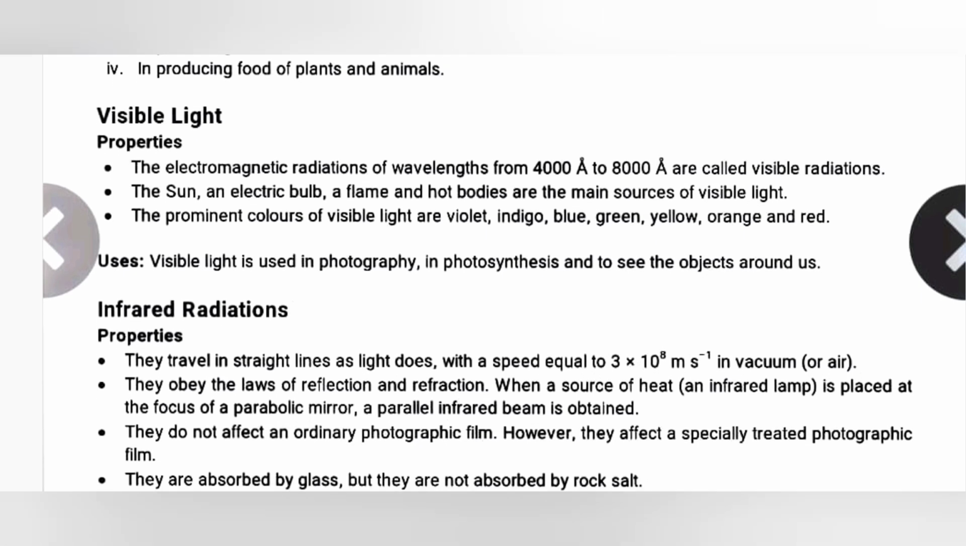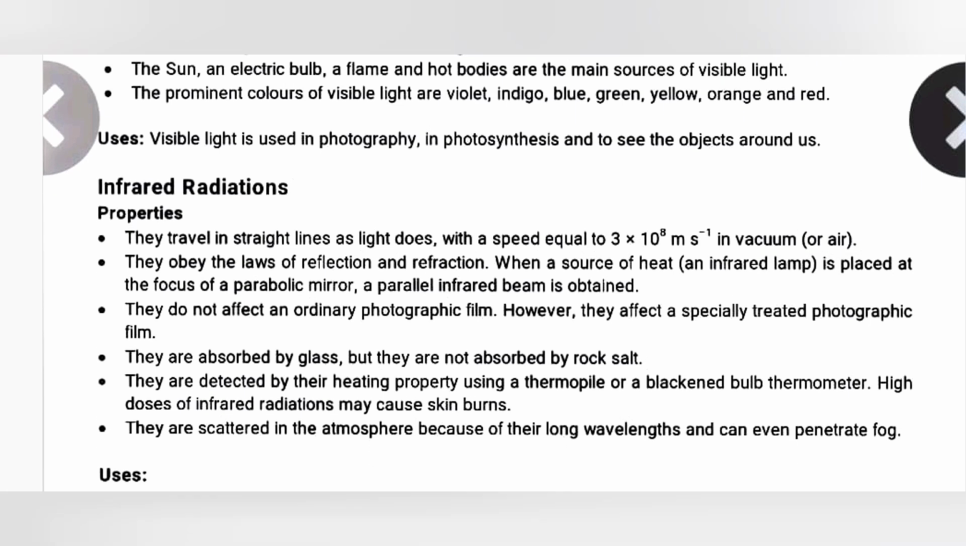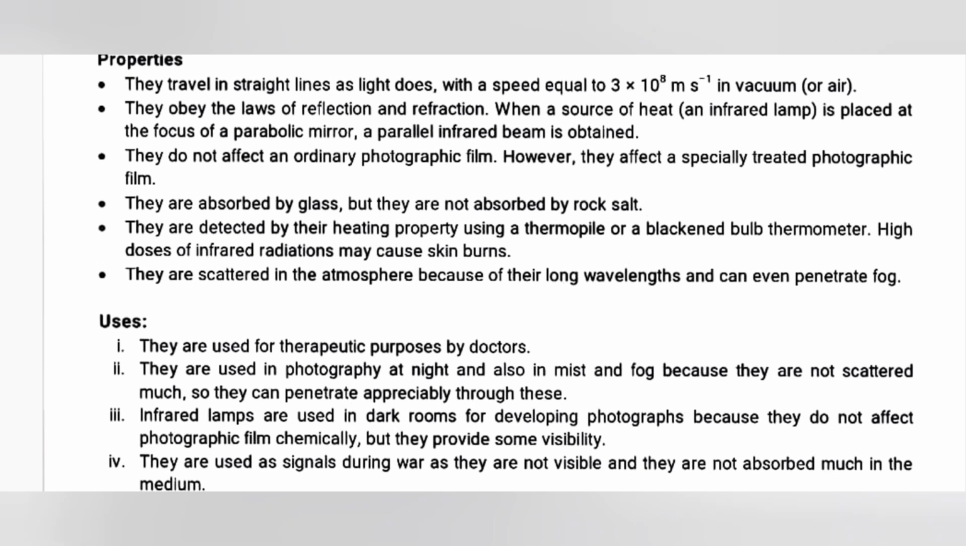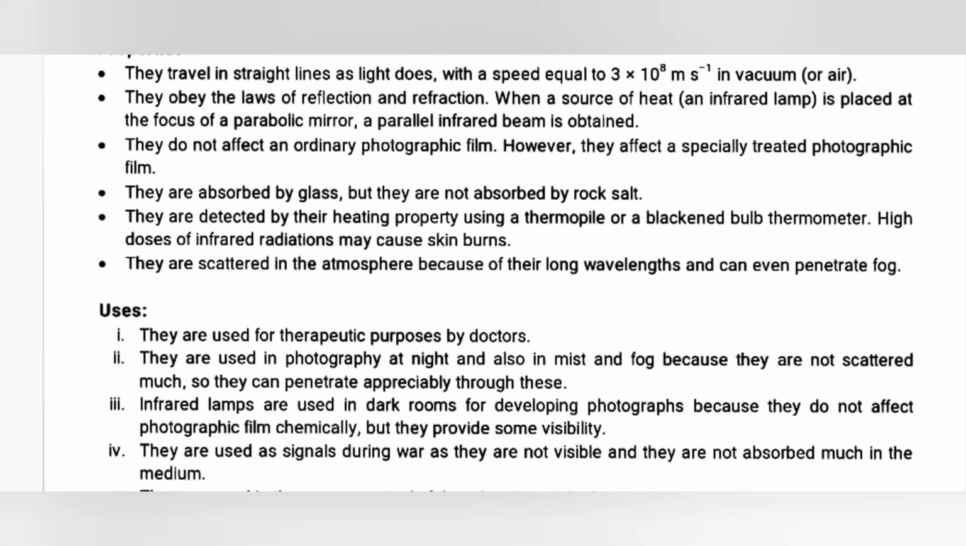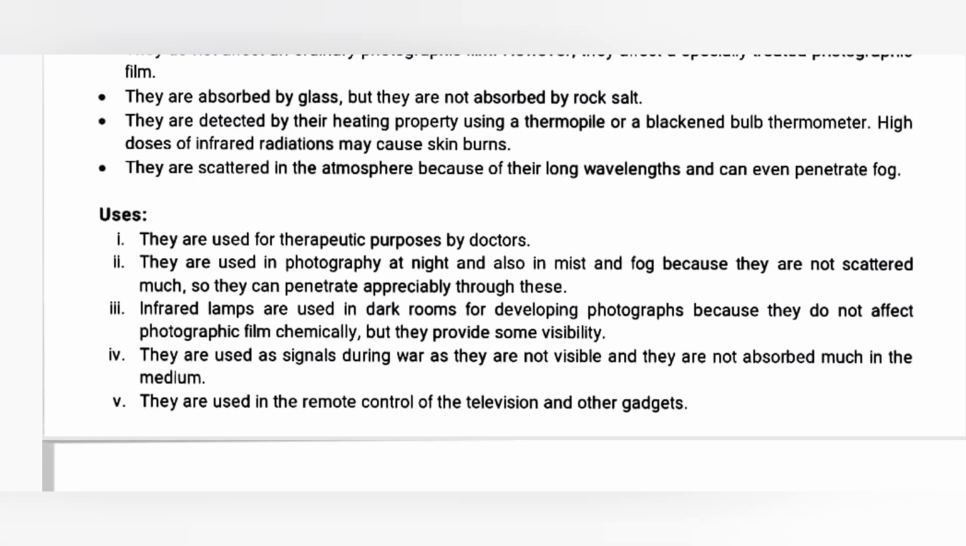Now infrared radiation. So what are these? These travel in a straight line as every other light does, with the speed of 3 × 10^8 meters per second. I already told that every light travels at this speed only. Now what are they used for? They are used for therapeutic purposes by the doctor. They are used for photography at night and also in mist and fog, because they are not scattered much, so they penetrate appreciably through these. They are also used in the remote controller of television and other gadgets.